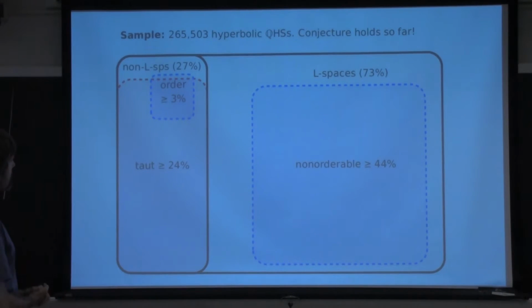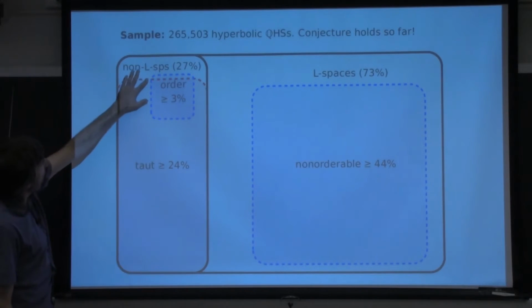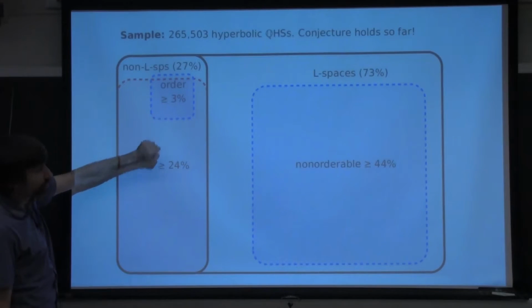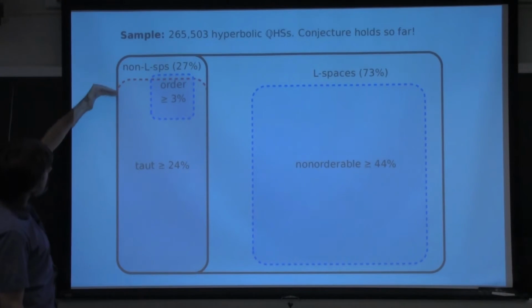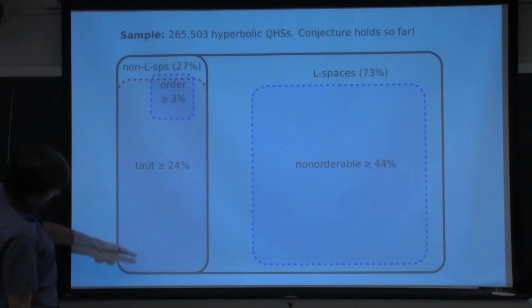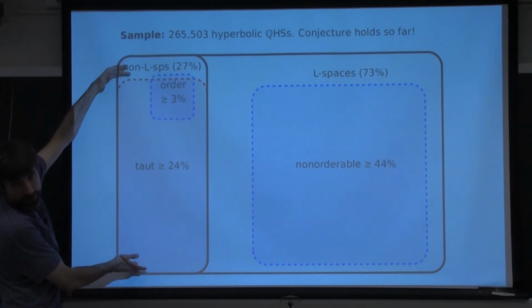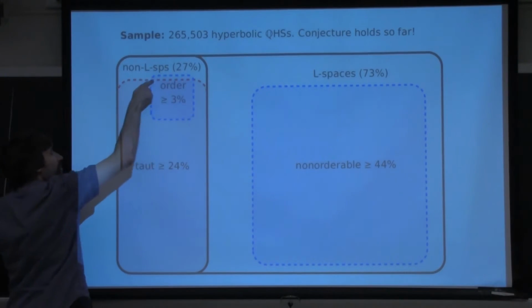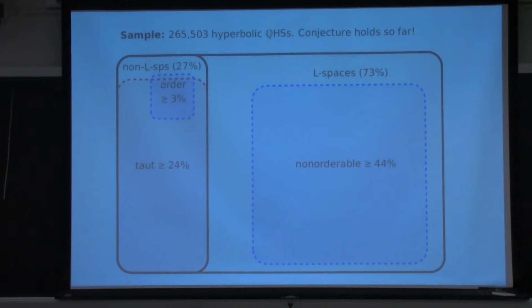Amongst the non-L-spaces, there's a small portion of them, about 10% of the total, where I can show the group does have a left order. And for almost 90% of them, I can show that these non-L-spaces have a taut foliation. So then the guys in here, less than 3%, the conjecture also must hold for those.